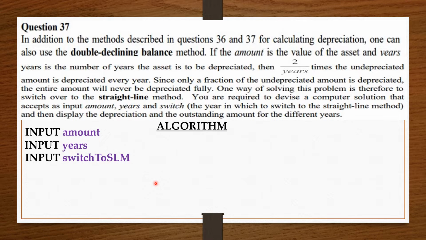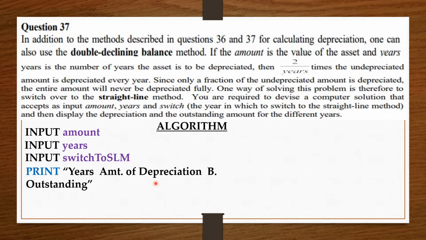Now we're going to draw a table which has three columns: the years, the amount of depreciation, and then the balance outstanding. Those are the captions, so we print them out. Then we say balance outstanding equals the amount. As we go along, I'll explain why this is.